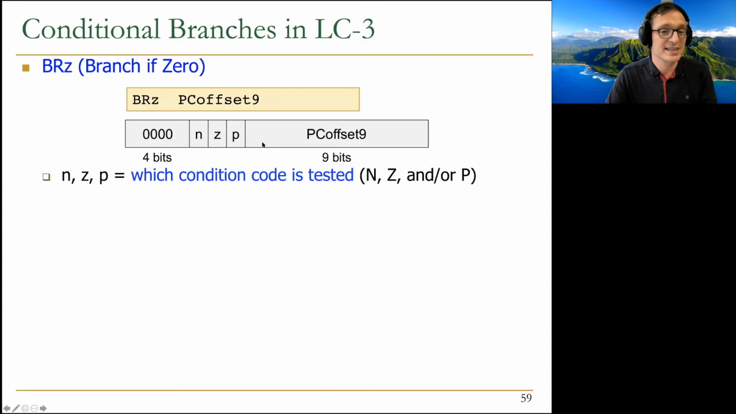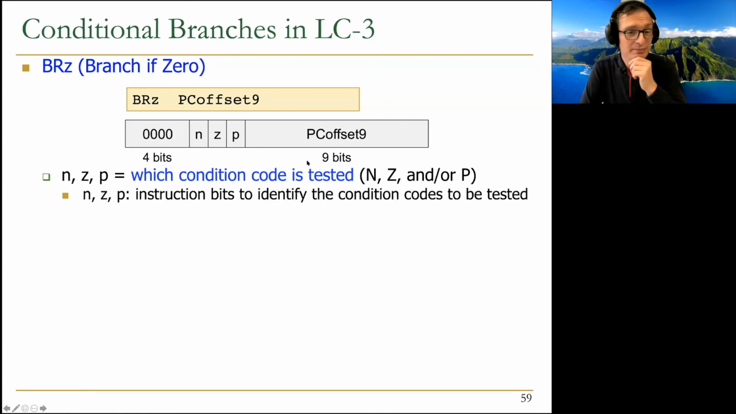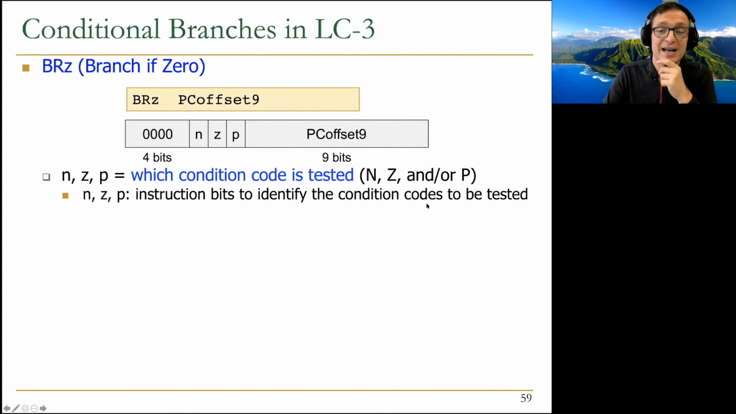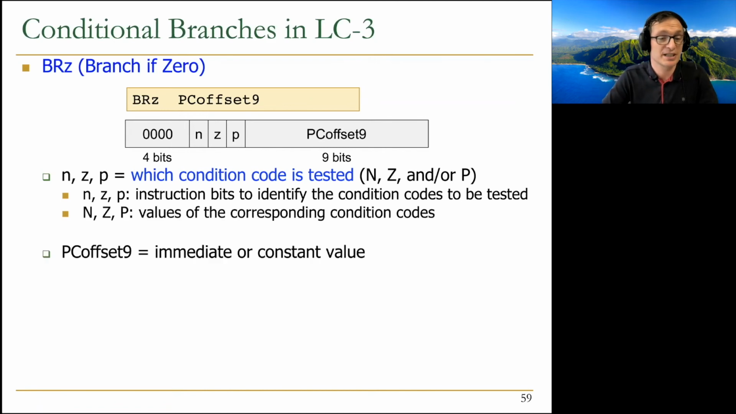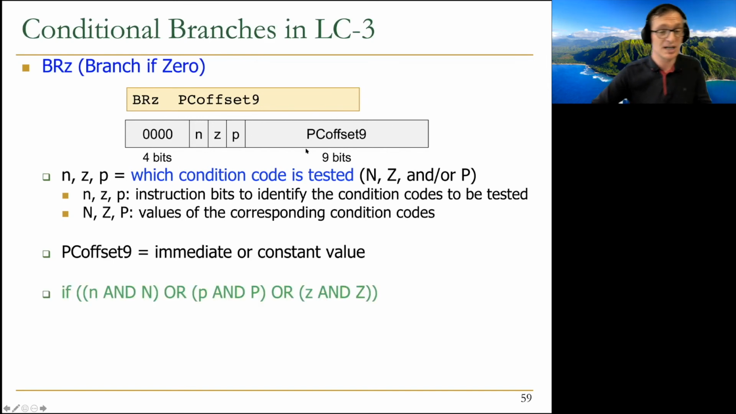Basically these NZP bits in the instruction encoding specify which condition code is tested. It could be multiple of them. You could actually set all of them, as we will discuss later on. These are instruction bits to identify condition codes to be tested, small nzp. Large NZP are actually the condition codes in the machine, essentially the values of the corresponding condition codes. So PC offset 9 is very similar to what we have seen before. This is the 9-bit offset, an immediate or constant value.